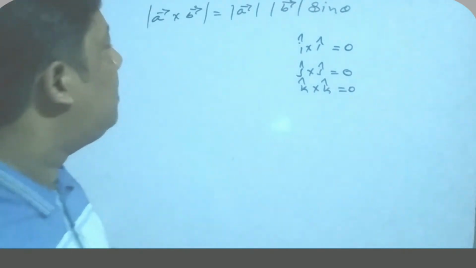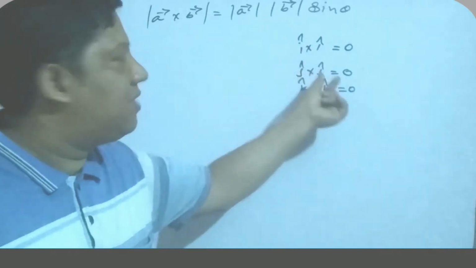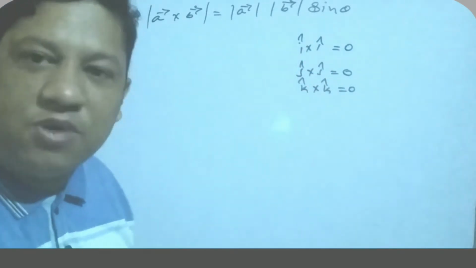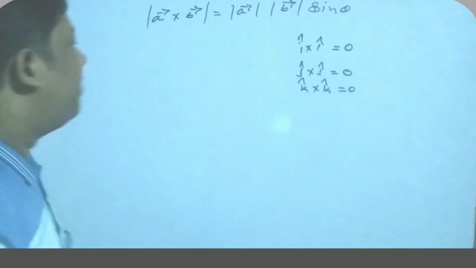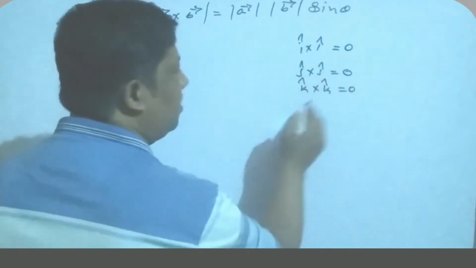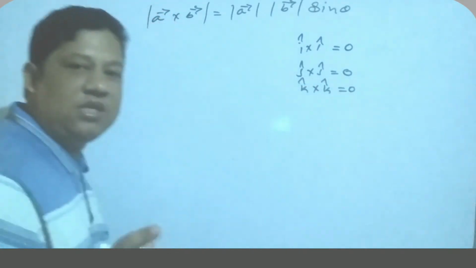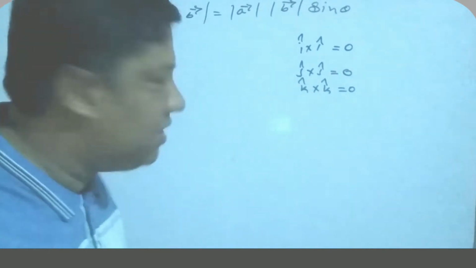If the angle is 0 degree, then according to the formula, when I take the cross product of the same vectors, I will get 0. So, my students, I cross I equal to 0, j cross j equal to 0, k cross k equal to 0. That means same to same vectors always give 0.